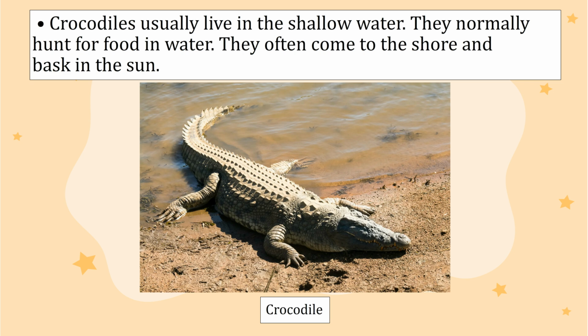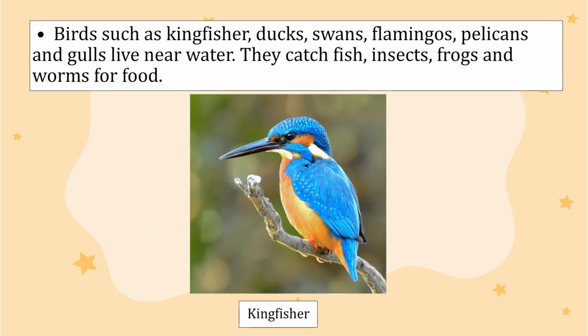Crocodiles usually live in the shallow water. They normally hunt for food in water. They often come to the shore and bask in the sun. Crocodile. Birds such as kingfisher, ducks, swans, flamingos, pelicans and gulls live near water.